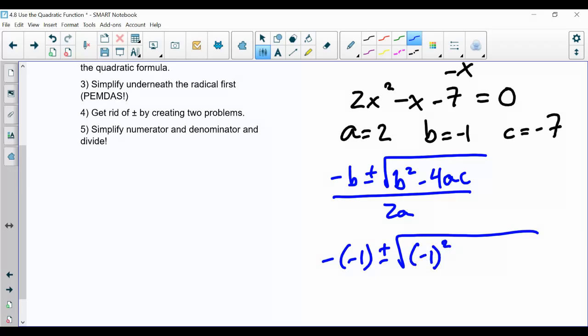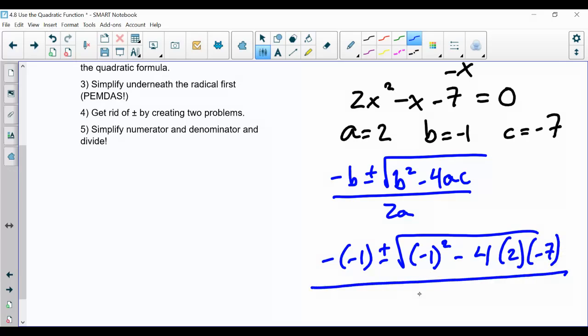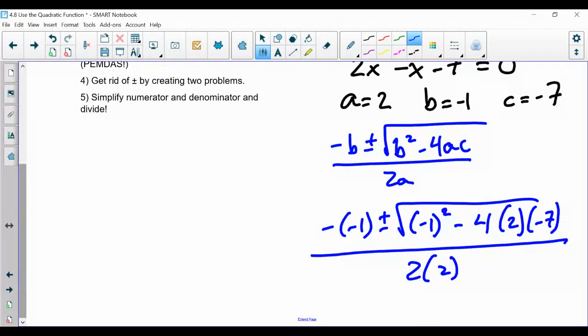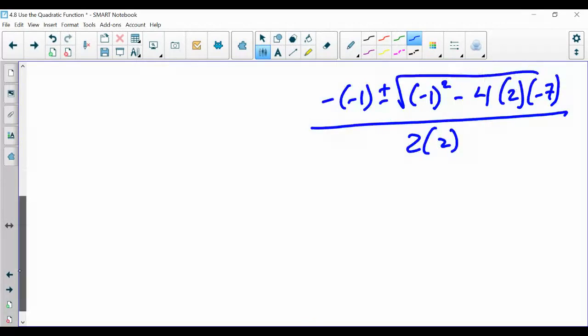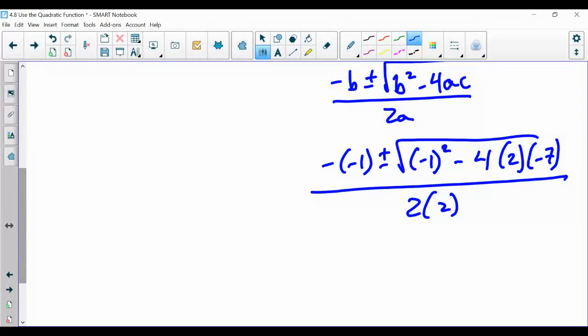That's one of the main things I take points off for in the quadratic formula, is when you substitute a number in that has an exponent on it, always put that number in parentheses. Minus 4 times 2 times -7, all over 2 times 2. All right, that's just me substituting it into the quadratic formula.